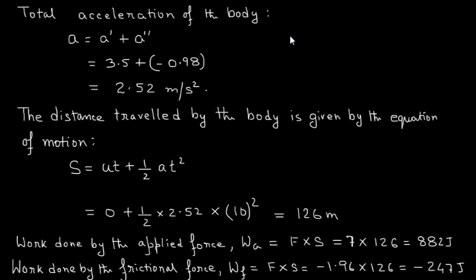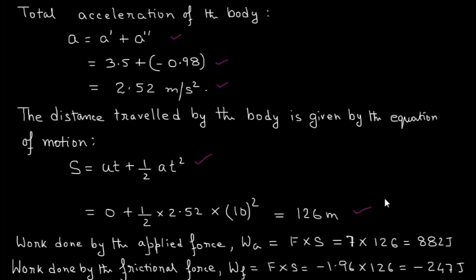Total acceleration a is equal to a' plus a'', which is equal to 3.5 plus (minus 9.8 minus 0.98), which is equal to 2.52 meter per second square. The distance traveled by the body is given by the equation of motion s is equal to ut plus half at square. Putting the values of u, t and a, we get 126 meter distance.